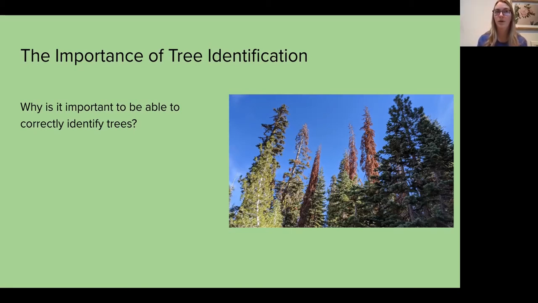So if I can point out a tree and I know that it is a Jeffrey pine, and I know that I can go up and smell it and it's going to smell like cinnamon, I personally just like knowing those facts, and I like to impress my friends with those facts.